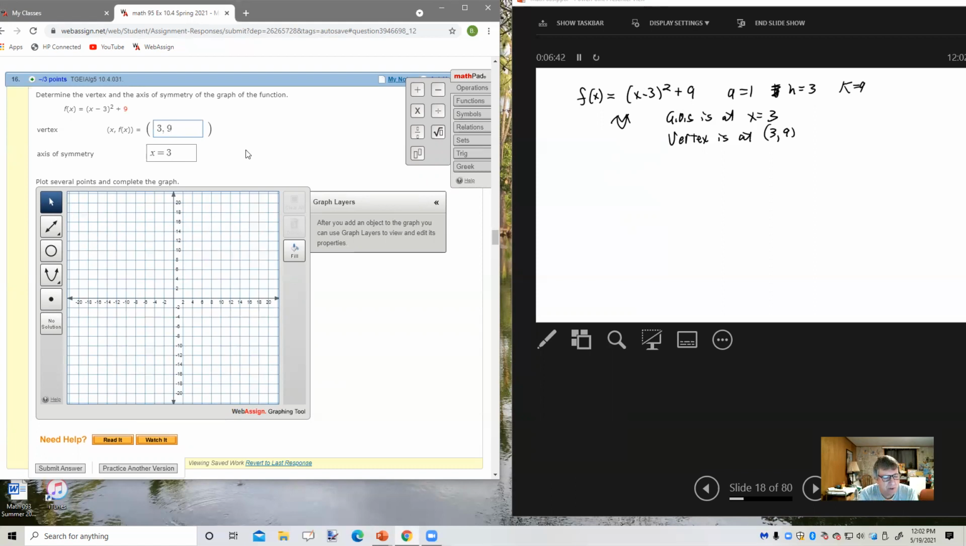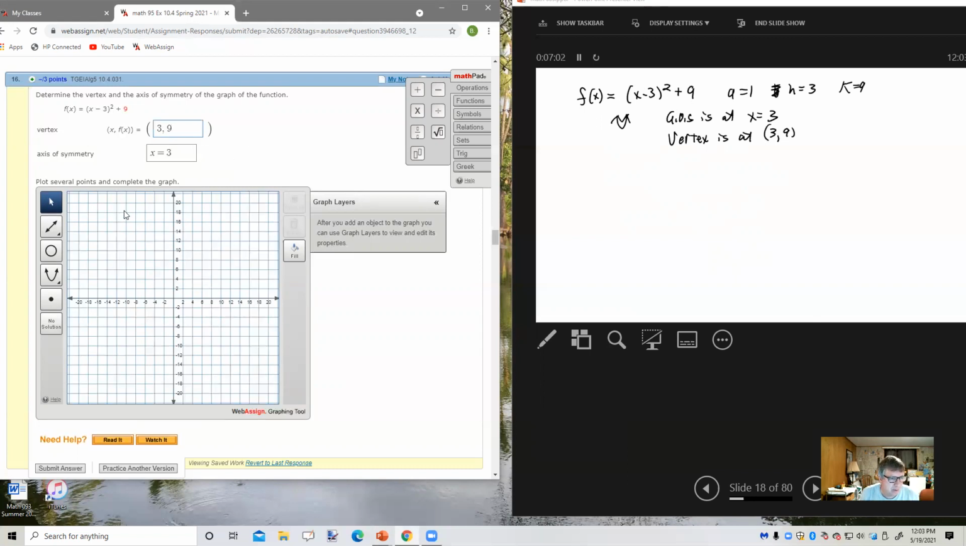Okay. But to do it in Webassign, you only need 2 points to graph a parabola. You need the vertex and another point on the graph that is not the vertex. But you must graph them in this order. You must graph the vertex first and then a second point.